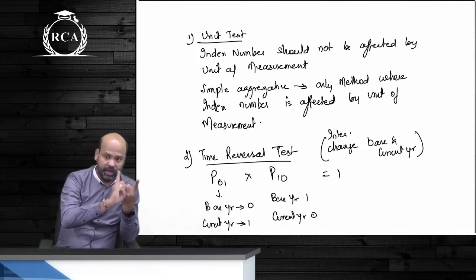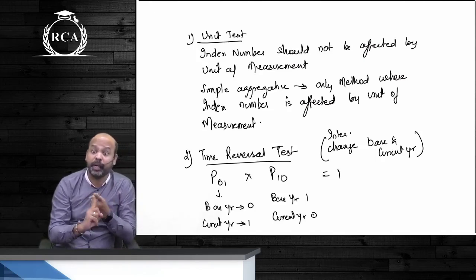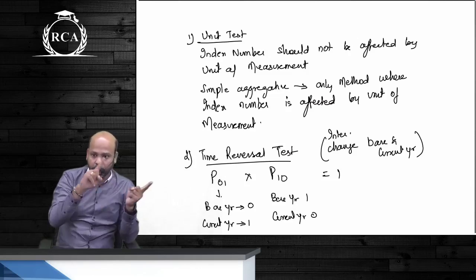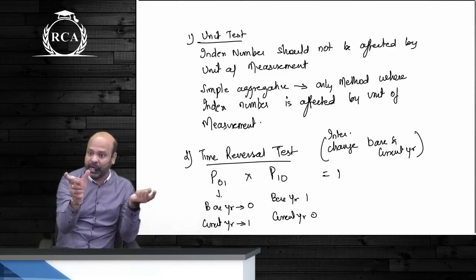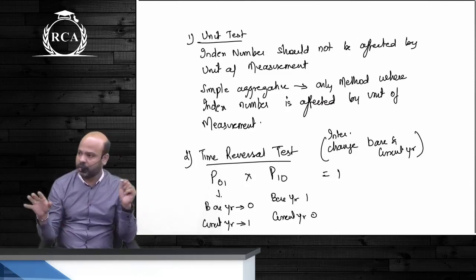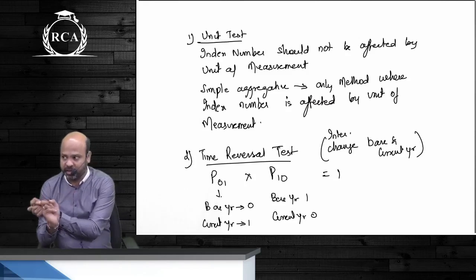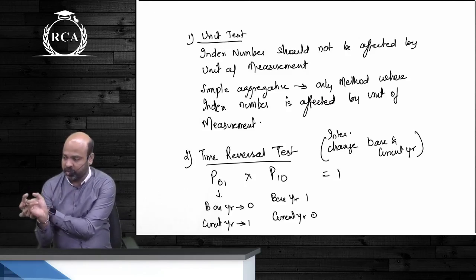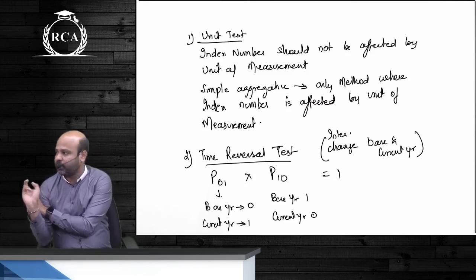It is not satisfied by simple average of price relatives, but it is satisfied by geometric mean of price relatives, because when a product comes, if you reverse it, you can strike it off. If you are adding, you will not be able to strike. Following? Simple average of price relatives does not satisfy time reversal test. Geometric mean of price relatives will satisfy time reversal test.